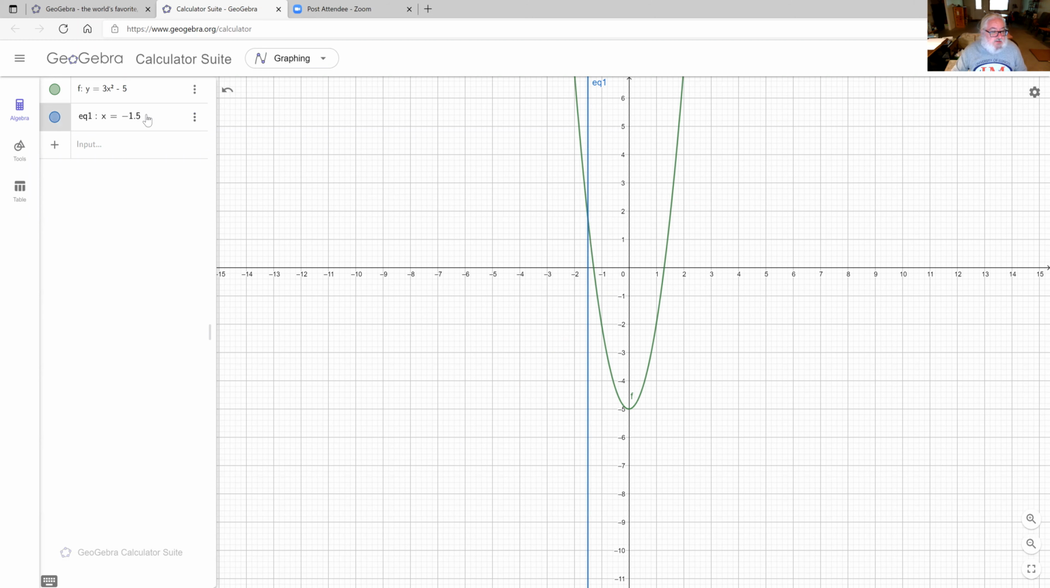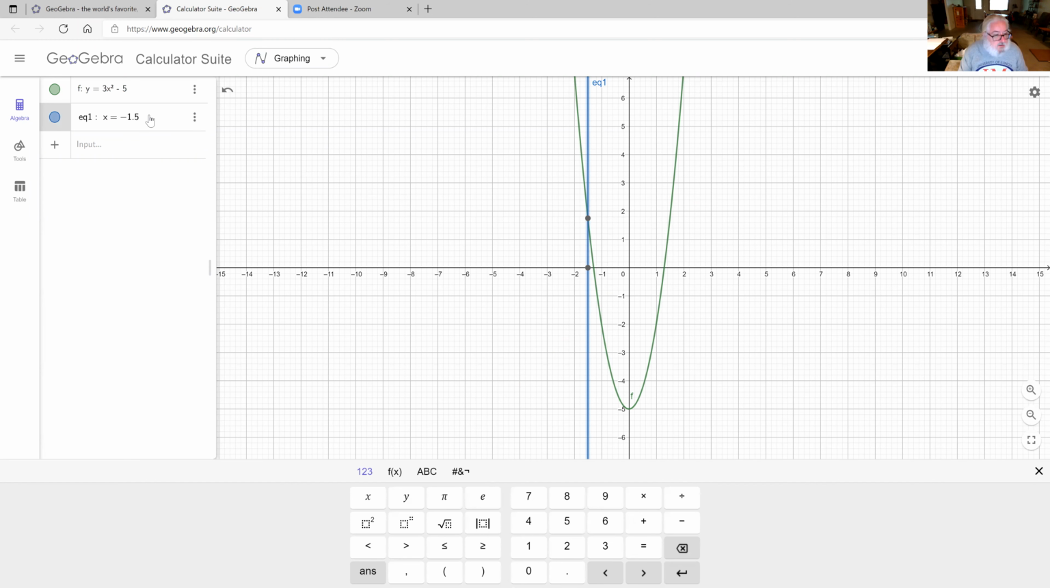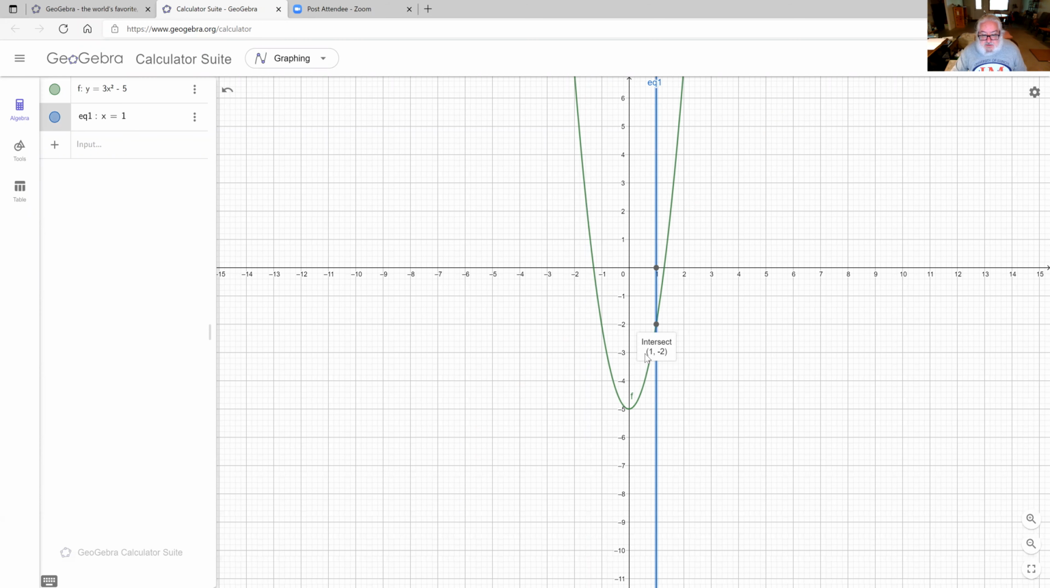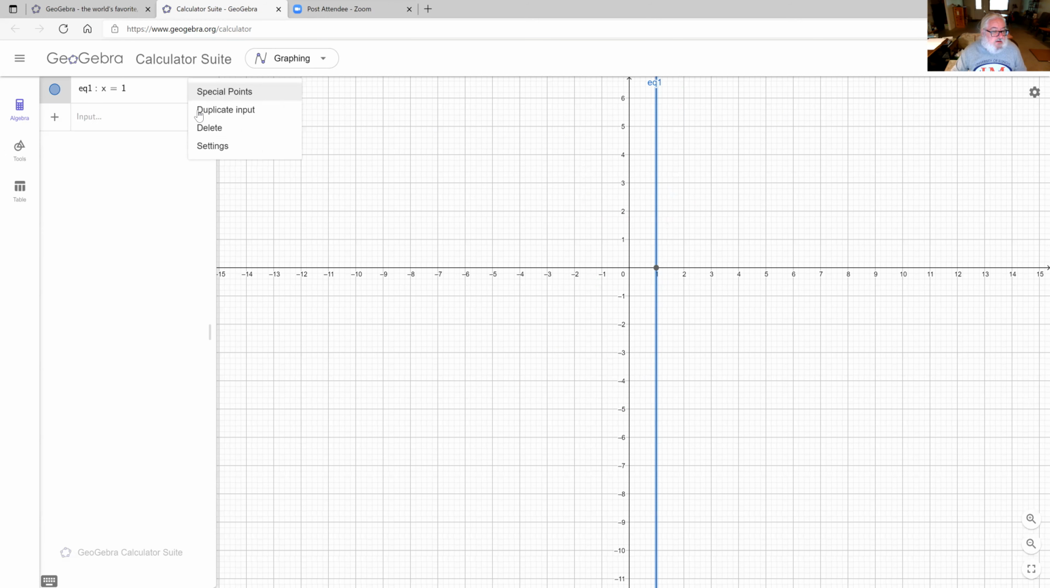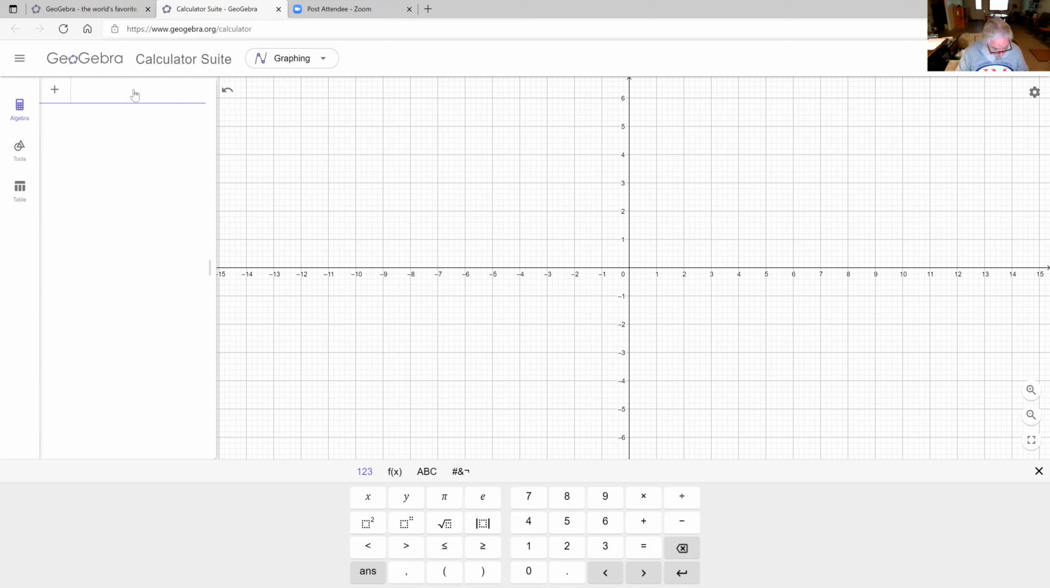And if I pick a different x value, say 1, I get a different vertical line, and that vertical line also goes through the green line in exactly one place, right? If x is 1, then y is minus 2. Okay, good enough. So we can delete that and delete that, and we'll graph x squared. This is one of the nice things about GeoGebra, that it can graph equations where you have the x's and y's and you don't solve for anything.